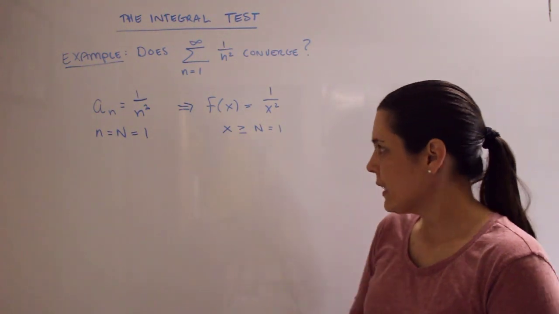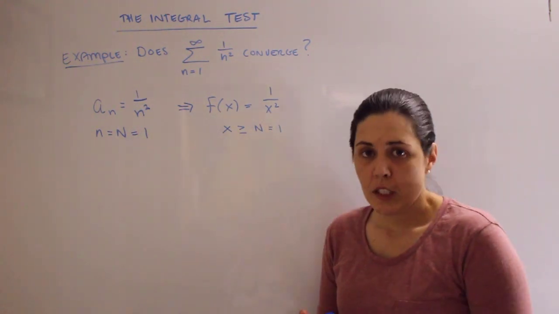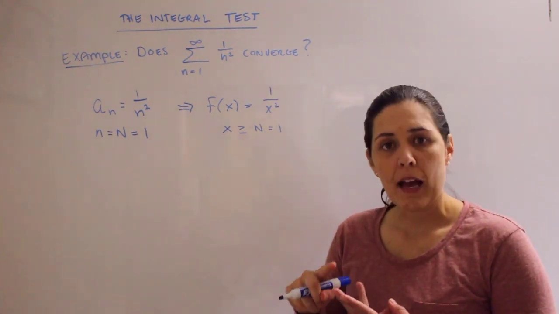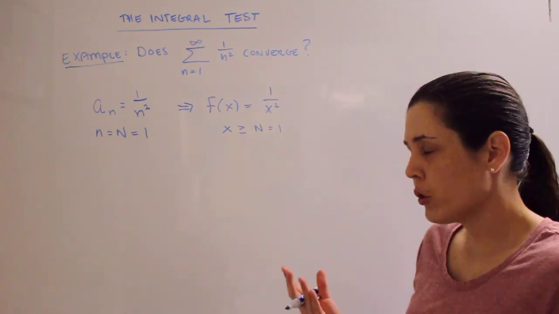And so for us, that means x is greater than or equal to 1. Now, I mentioned the 3 things that this function had to have true about it, so let's just make sure that's true really quick and then go forward if it is true.